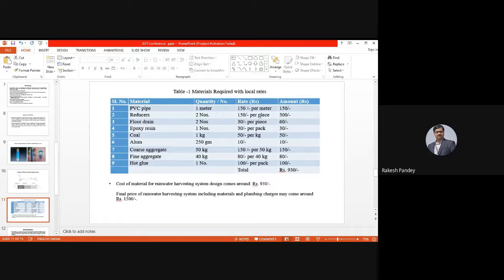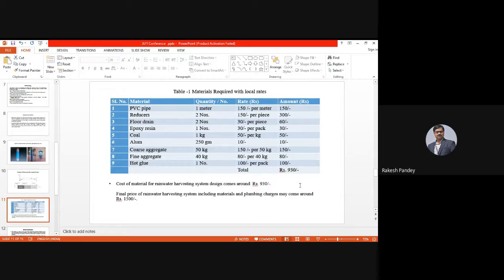and the cost of this pipe is around 150 rupees per meter. Similarly, we used reducers, which cost 150 rupees per piece. Then we have used floor drains and epoxy resins. We use some coal on top of the fine aggregates. Then we have used some alum to reduce the turbidity of the water. And then we have used coarse aggregate, fine aggregate, and some hot glue to seal the accessories used with this. So the cost of the material which we have used comes to around 930 rupees approximately.